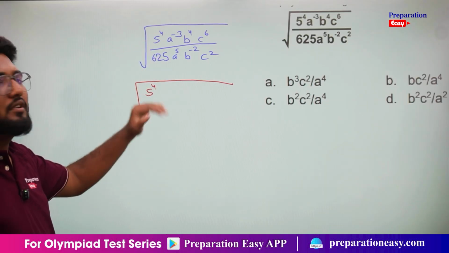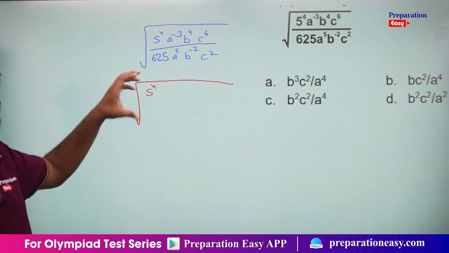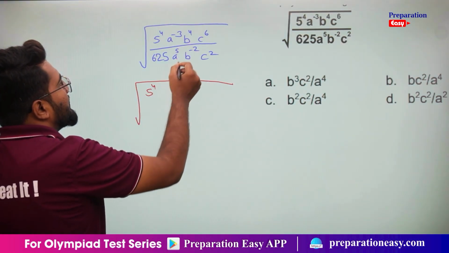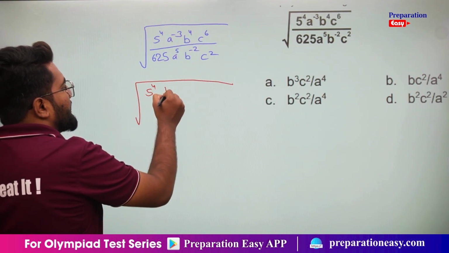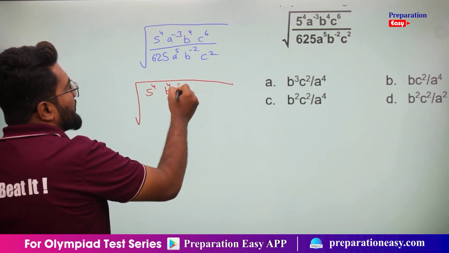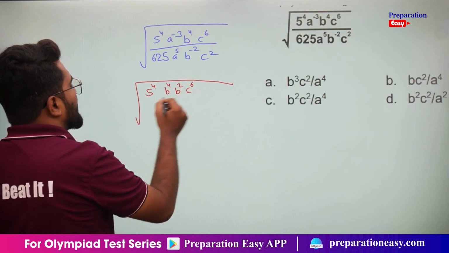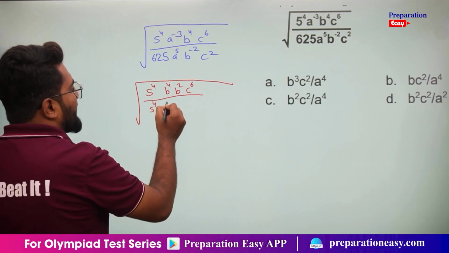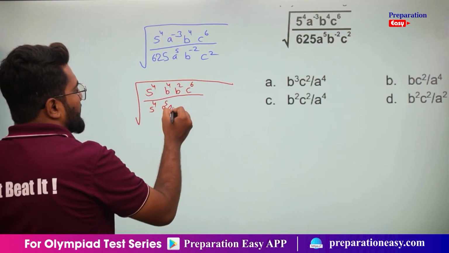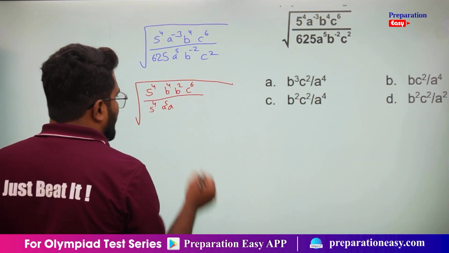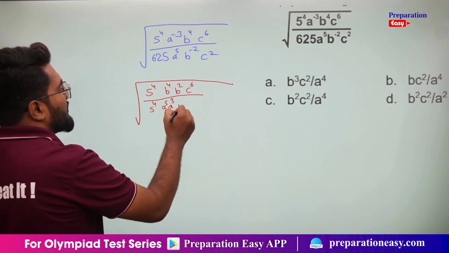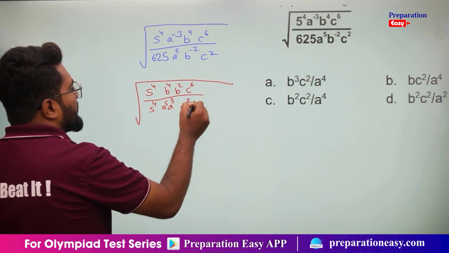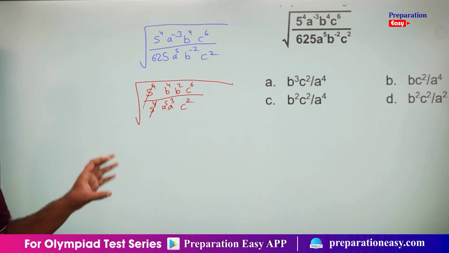So if I shift it to the denominator, it will become positive. I will shift a power minus 3 to the denominator and b power minus 2 to the numerator. So it will become b power 4, b power 2, c power is okay. Then 625 can be written as 5 power 4, a power 5, and from the numerator it is a power 3. Then b power is cancelled out as we have shifted it to the numerator. Then c power 2. Okay, 5 power 4 gets cancelled.